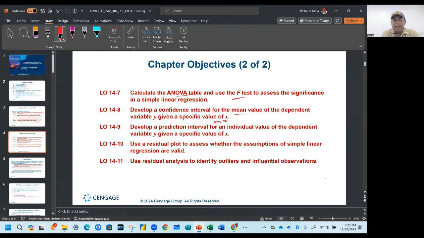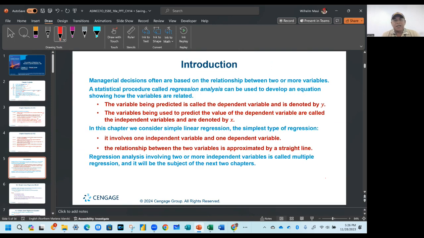Develop a confidence interval for the mean value of the dependent variable y given the value of x. And then develop a prediction interval for individual values of the dependent variable given the value of the independent variable. And these are very time consuming to compute. So again, once you understand what they are, you just use the software to do it, and we'll do it in this chapter. Use the residual plot to assess whether the assumptions of simple linear regression are valid, right? And then use residual analysis to identify outliers and influential observations.